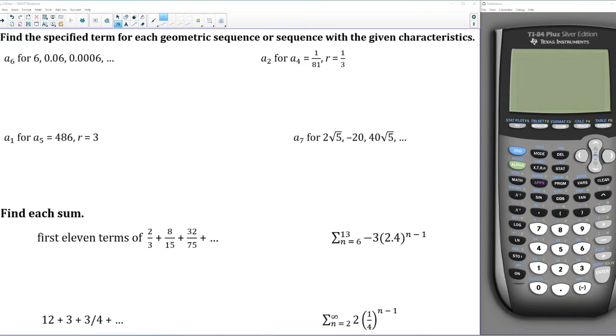This is section 10.3, day 2 notes. Find the specified term for each geometric sequence or sequence with the given characteristics.